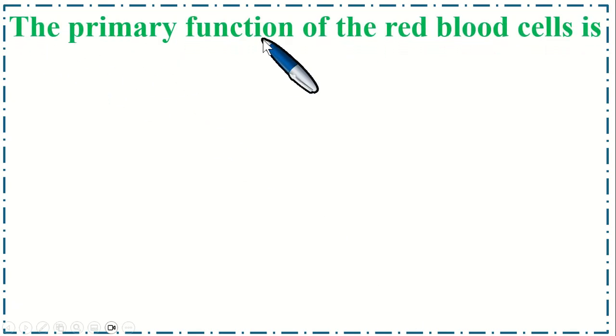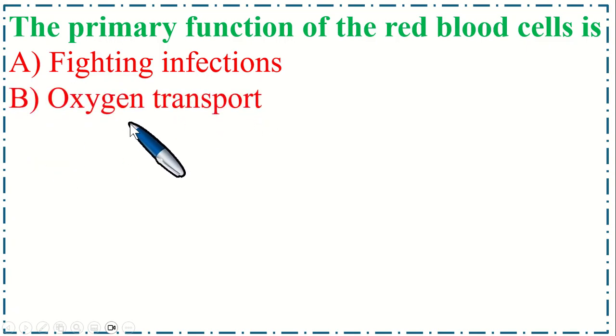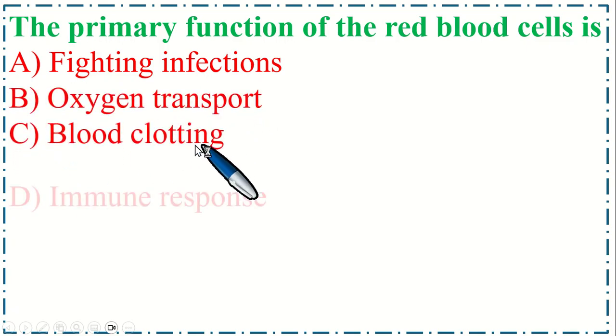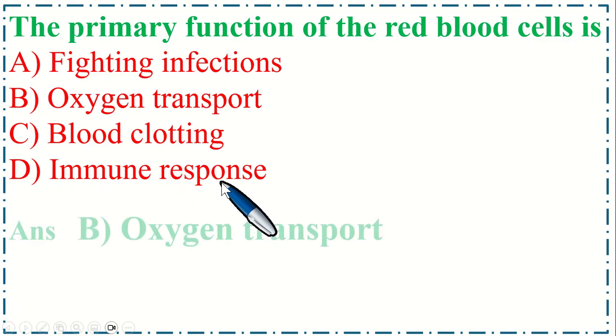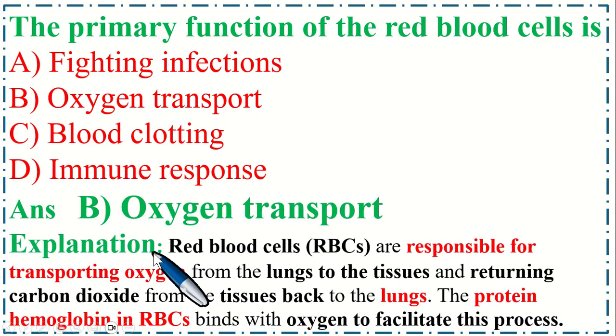The primary function of the red blood cells is option A fighting infection, B oxygen transport, C blood clotting, and option D immune response. So the correct option is B, oxygen transport. Explanation: red blood cells are responsible for transporting oxygen from the lungs to the tissues and returning carbon dioxide from the tissues back to the lungs. The protein hemoglobin in red blood cells, RBCs, binds with oxygen to facilitate this process.